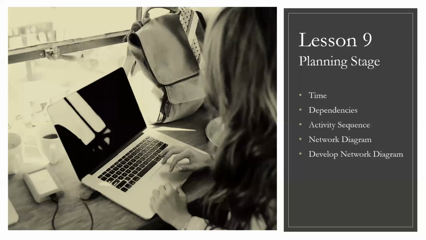So let's dive in. In session 9, we are going to talk about time. If you remember the triangle, or the triple constraints of project management, we have scope, time, and cost, and in between we have quality. In the planning stage, we have already gone through scope in detail, and we have derived the scope baseline. We have also created the WBS and the WBS dictionary. And now is the time to develop the schedule baseline.